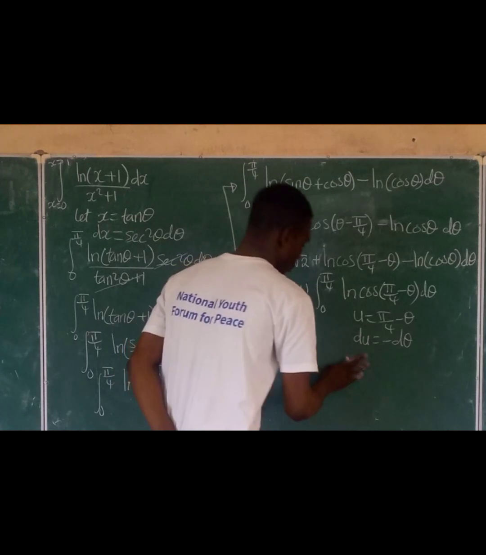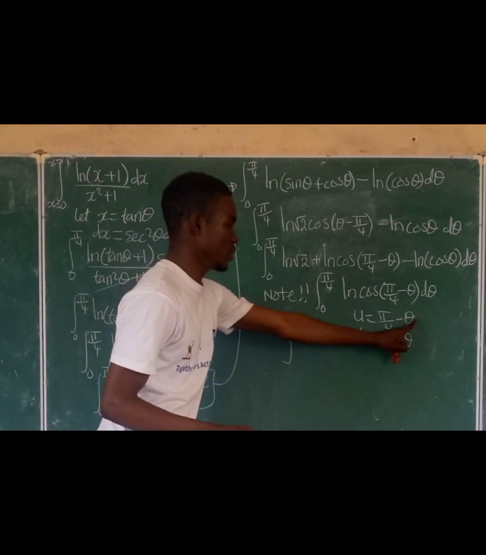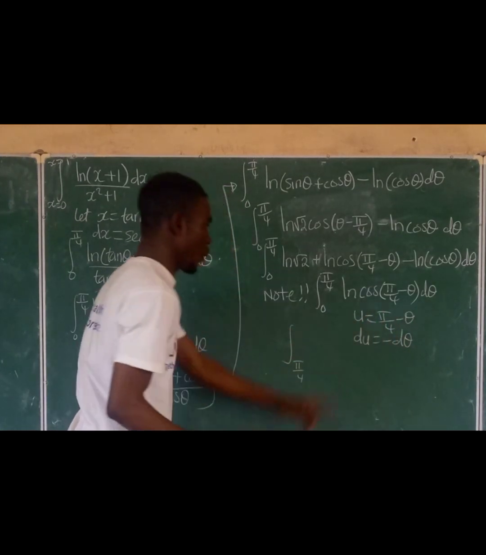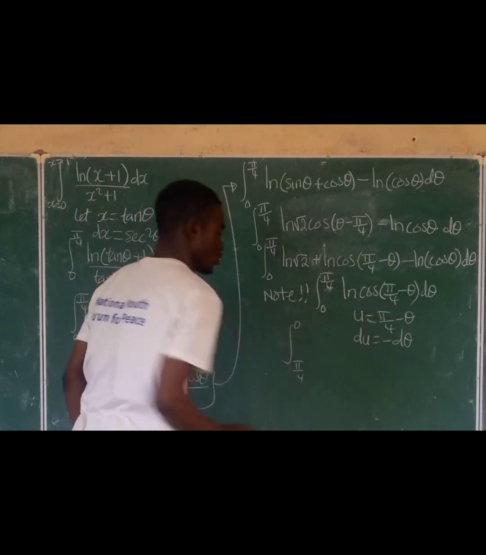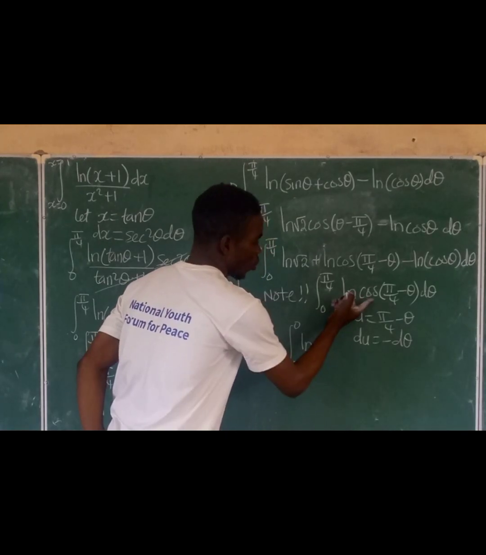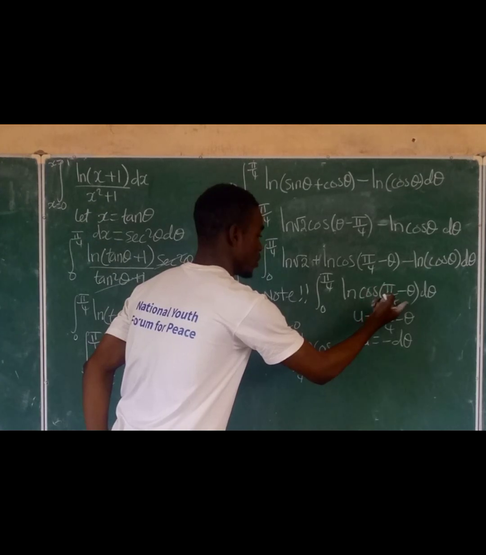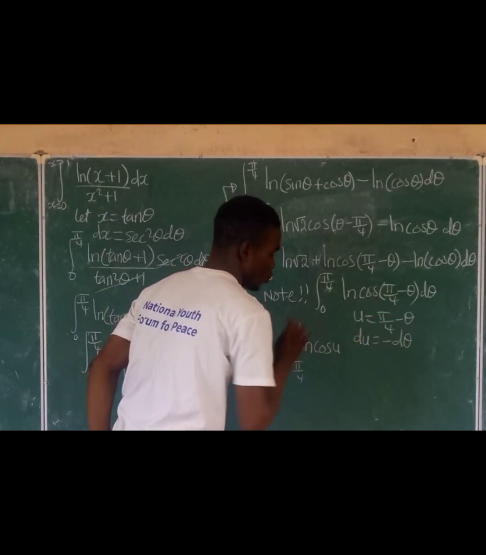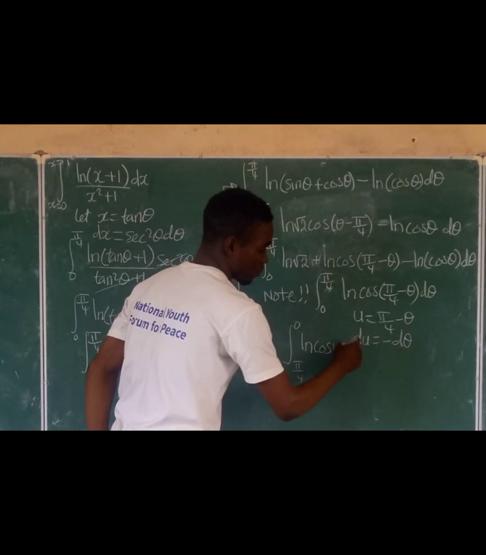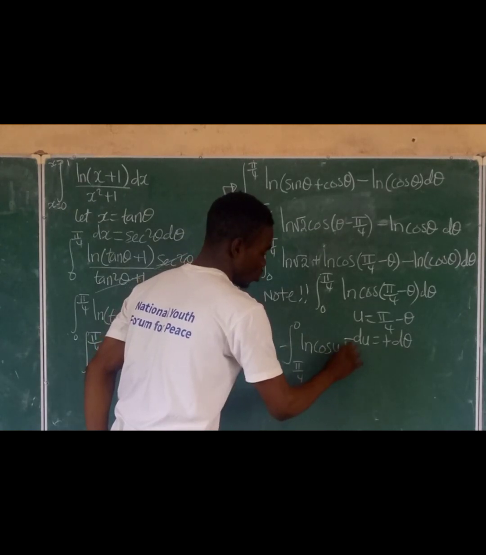Now we're going to have the integral, and these are our theta values. When theta is 0, u is going to be pi over 4. And when theta is pi over 4, u is going to be 0. Of the natural log of cosine of pi over 4 minus theta, which is equal to cosine u. What is our d theta? It's negative du. So I can put a negative here and the du stays here.